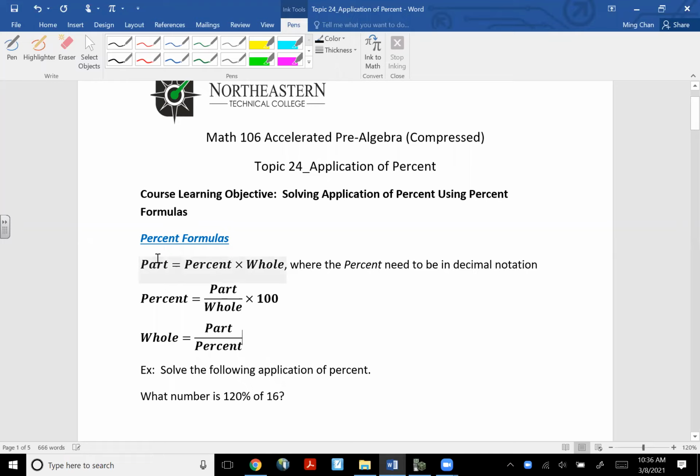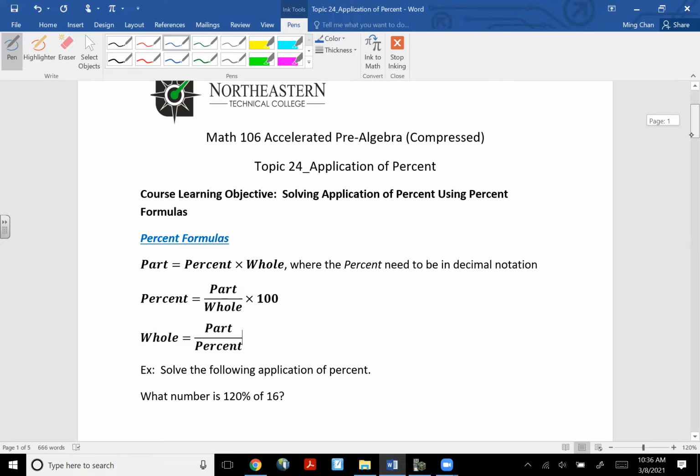To find the part, you need to take the percentage, where the percent needs to be in decimal notation, then times the whole. To find the percent, most of us know how to find percent: we take the part divided by the whole, then times 100. If we're looking for the whole, then we take the part, then divide by the percent. So in all these application problems, we need to identify which number represents the part, the percent, or the whole. That's what we're going to go through in this video.